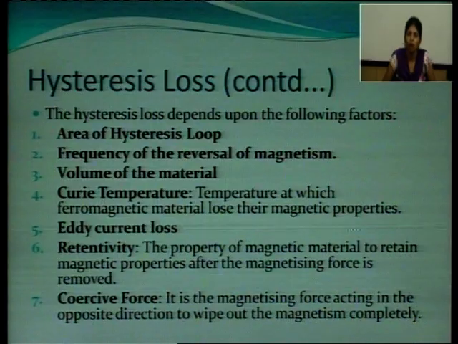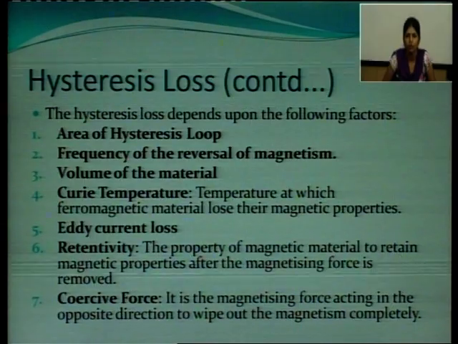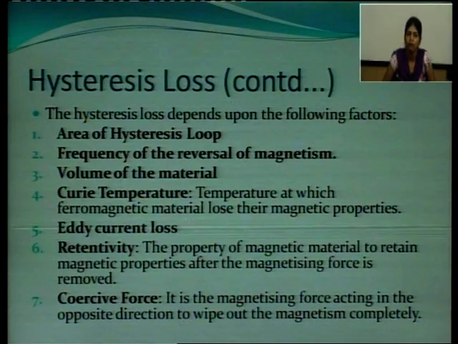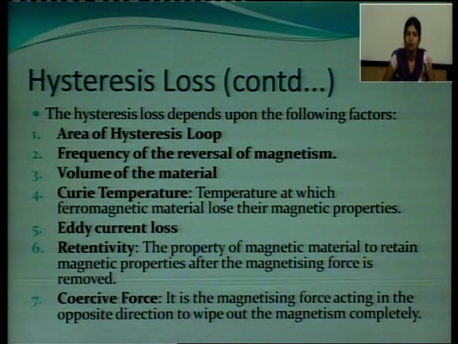Third is the volume of the material. Greater the volume, greater is the hysteresis loss. The next is Curie temperature. It is defined as the temperature at which ferromagnetic materials lose their magnetic properties. Fifth, it depends upon the eddy current loss. Sixth, it depends upon the retentivity.